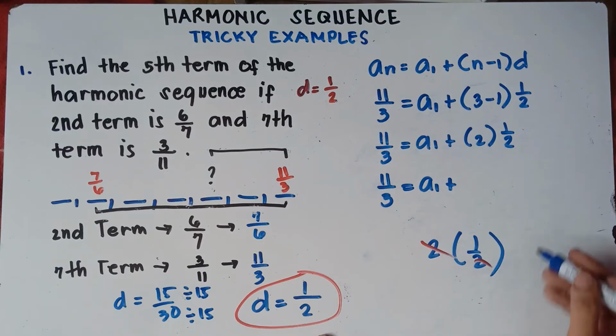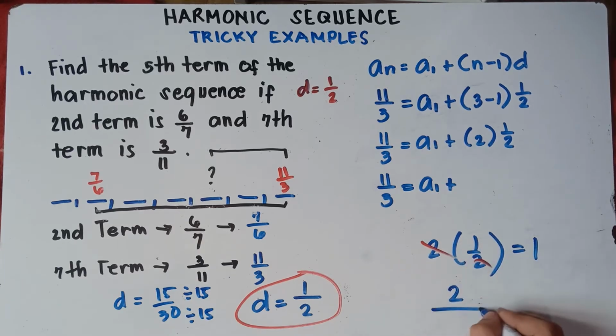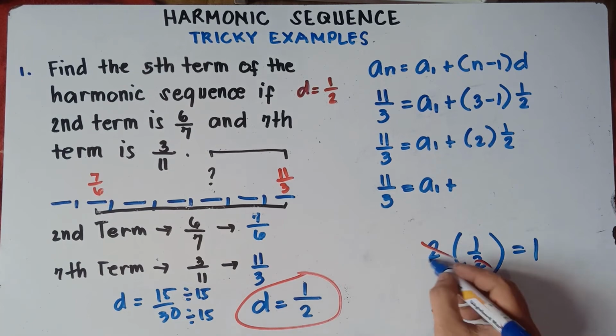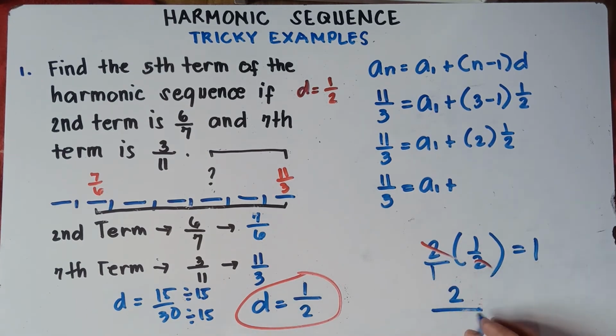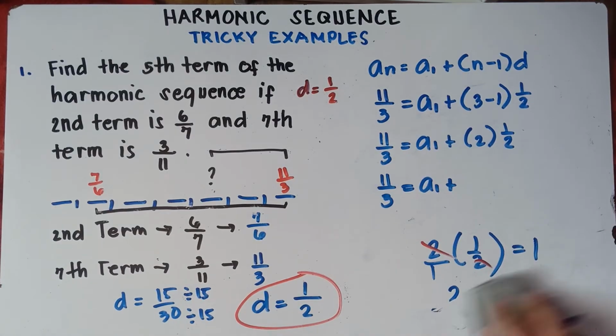You can cancel this out. 2 divided by 2 is 1. Or you can multiply: understood that there's a 1 here, 1 times 2 is 2, and 2 divided by 2 is 1. So the answer is 1.